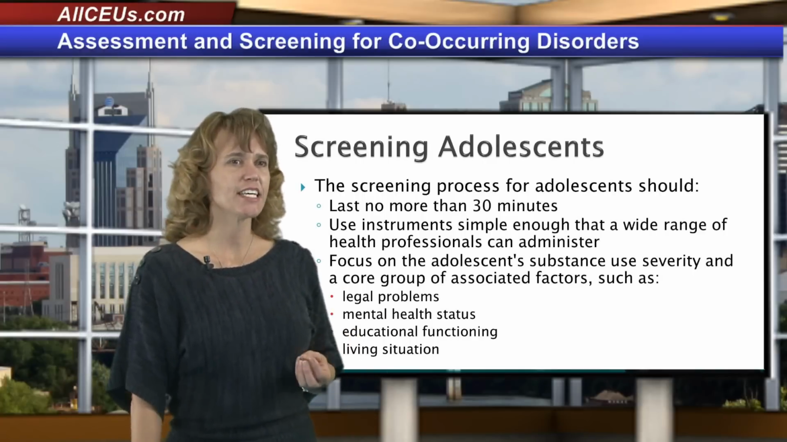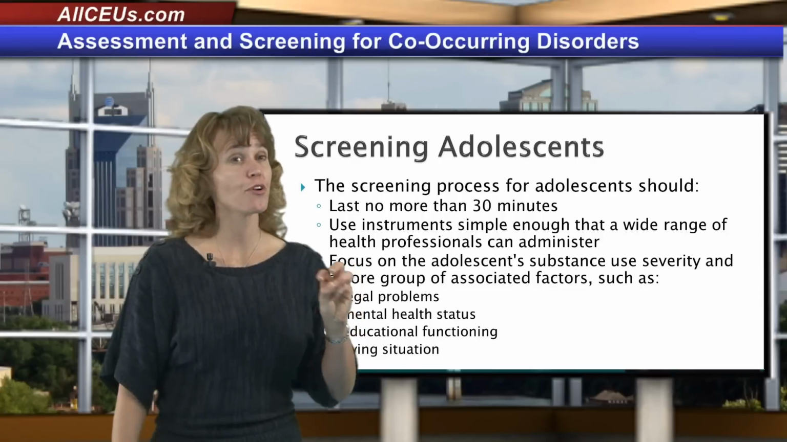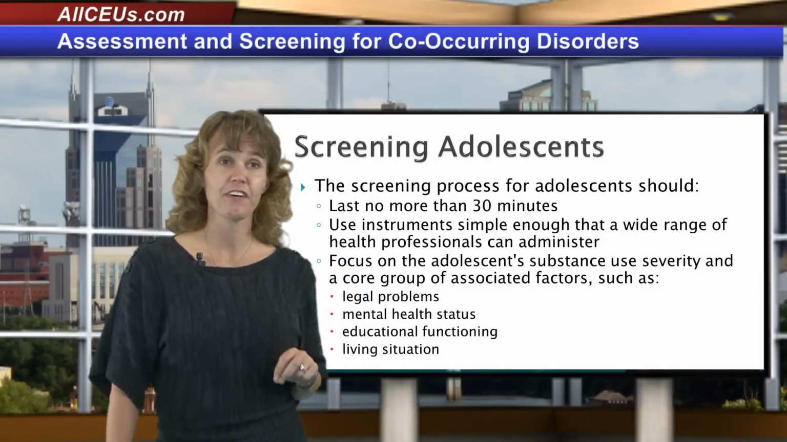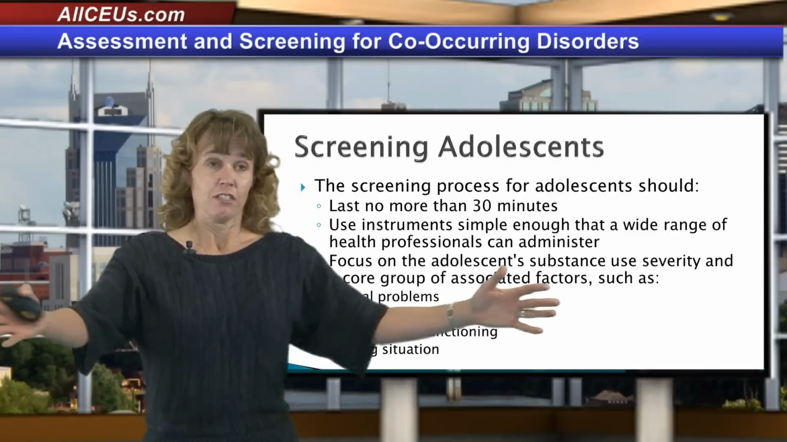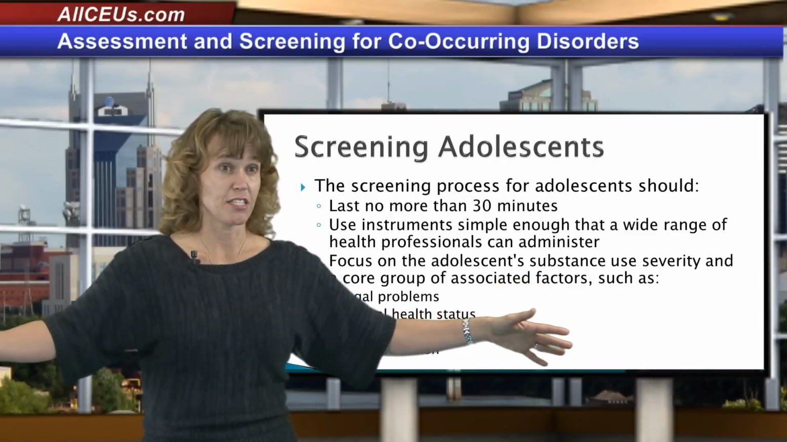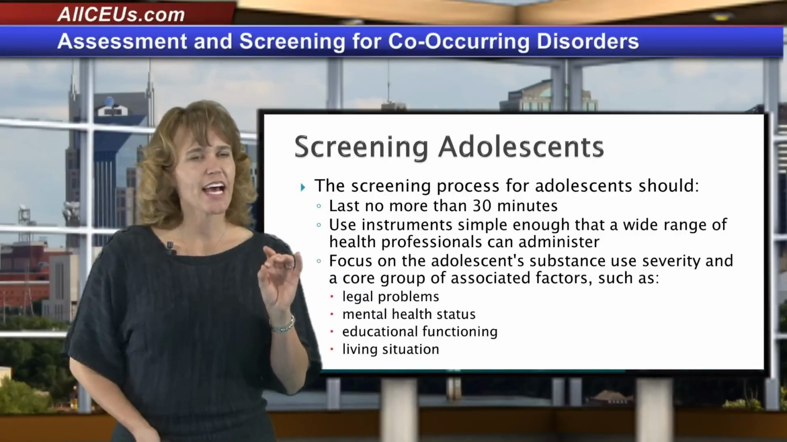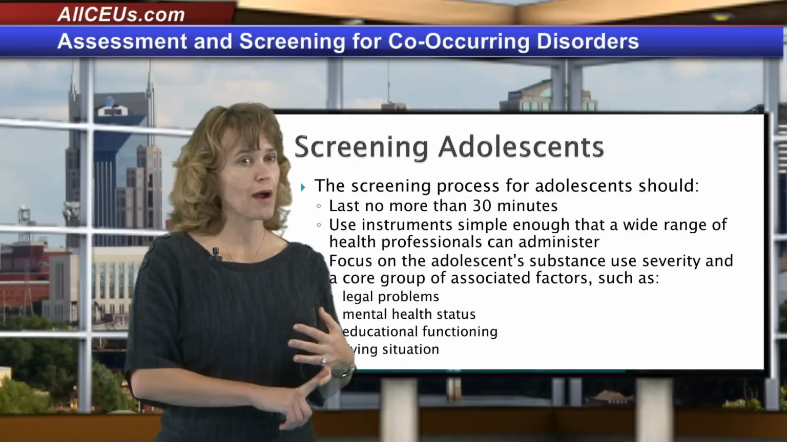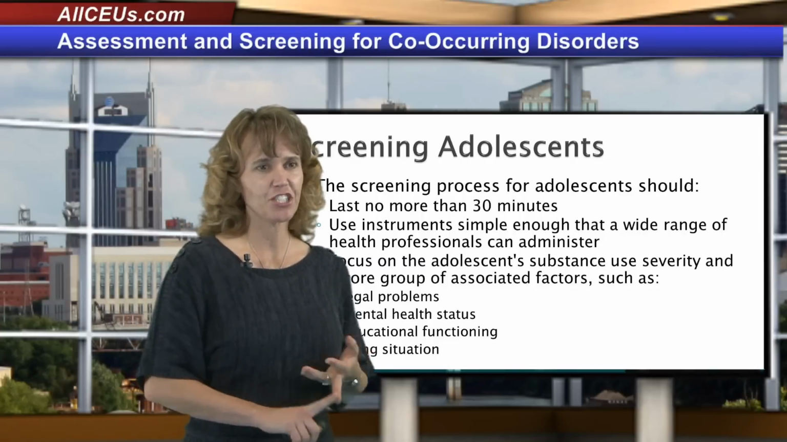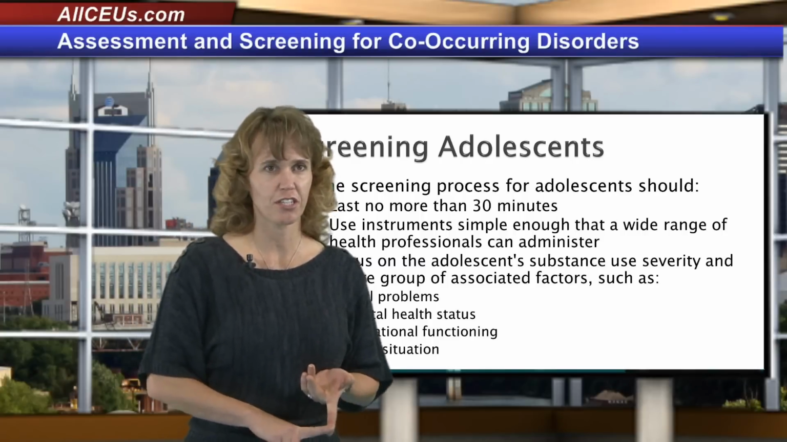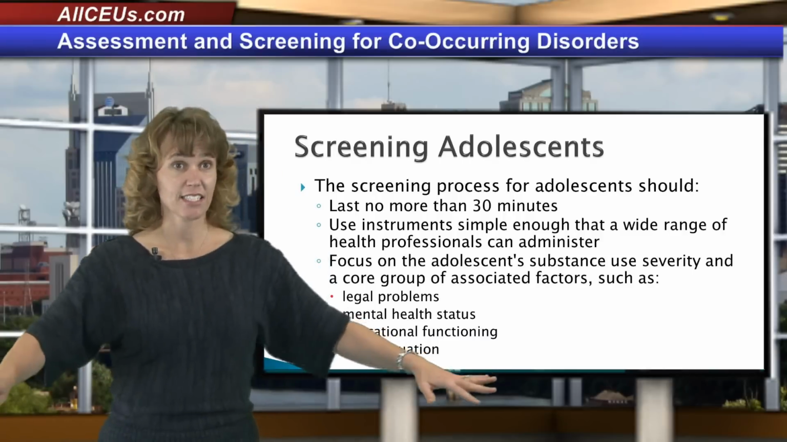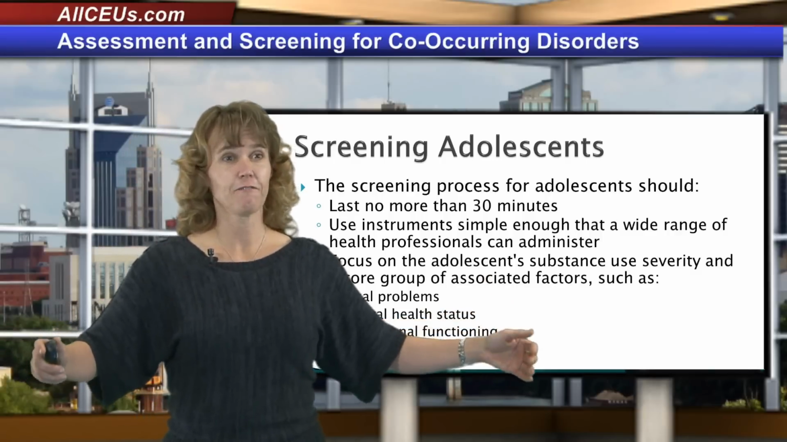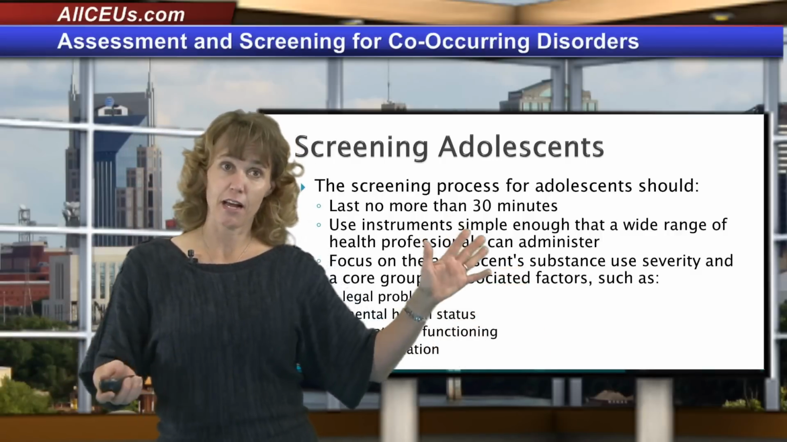When we screen adolescents, you want to make sure the process takes no more than 30 minutes. Use instruments simple enough that a wide range of health professionals can administer. You never know where an adolescent's going to enter the system. And focus on the adolescent's substance use severity and a core group of associated factors such as legal problems, mental health status, educational functioning, and living situation. Hit the basics, that base level of Maslow's hierarchy for the adolescent. Focus on those. You've only got 30 minutes. You've got to pick and choose.